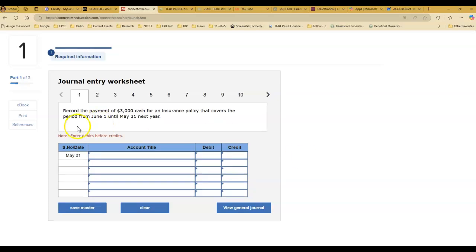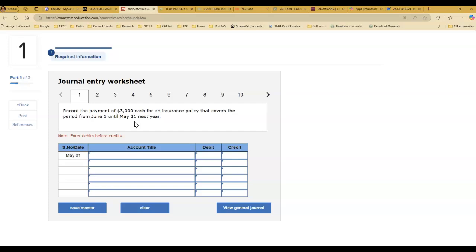Item number 1 says record the payment of $3,000 cash for an insurance policy that covers the period from June 1 until May 31st. Now, a couple of things to note here. This is where some of this kind of stuff absolutely drives big picture folks absolutely nuts, because this is where detail matters.